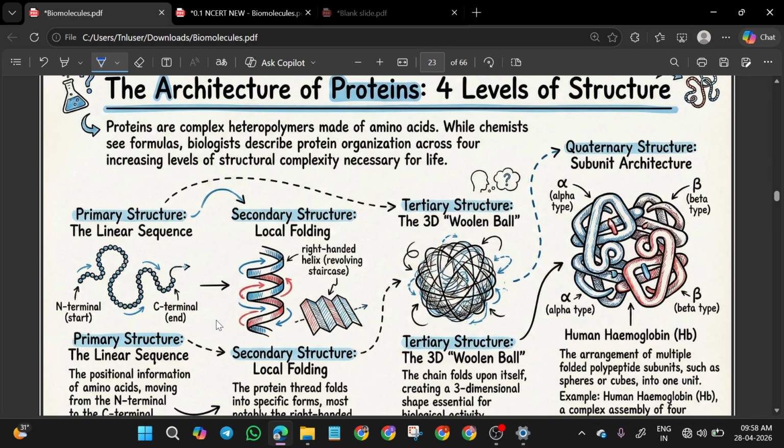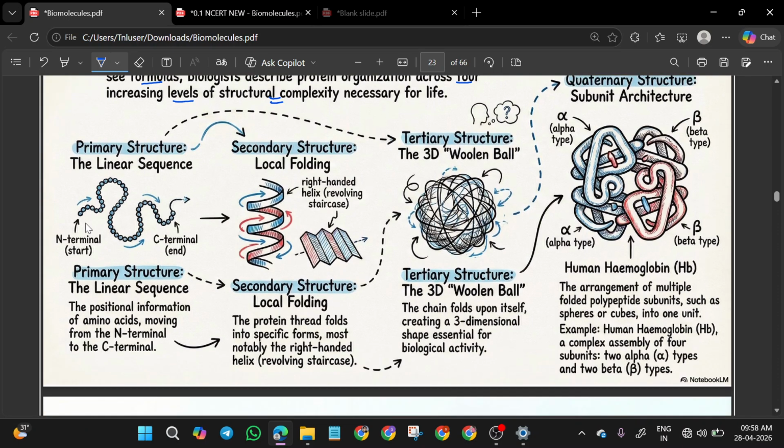இந்த மாதிரி நாம வந்து ஸ்டடி பண்றது தான் positional information, that is primary structure. So it is only connected by the peptide bonds. So peptide bonds மட்டும் இருக்கும். So அதை வச்சு we can able to tell, that is primary structure. Secondary structure you can see, so proteins are complex heteropolymers made of amino acids. While chemists see formulas, chemistல என்ன பண்ணுவாங்கன்னா formula பார்ப்பாங்க, physicists என்ன பண்ணுவாங்கன்னா அதோட structure எப்படி இருக்கு இதெல்லாம் படிப்பாங்க. But biologists describe protein organization across 4 increasing levels of structural complexity. That is, first we can see linear sequence.